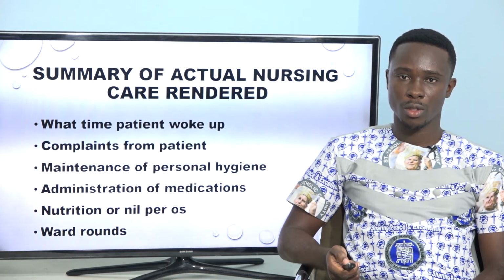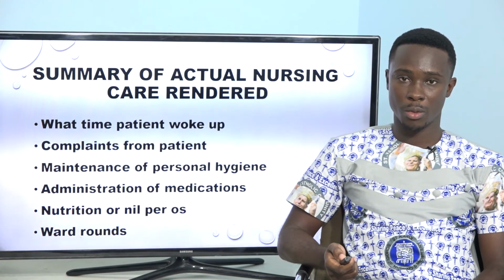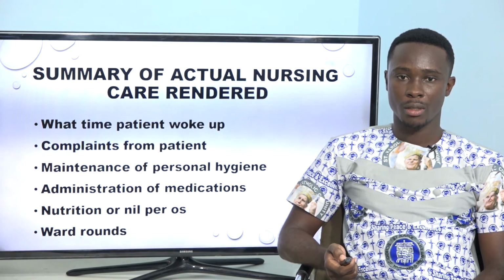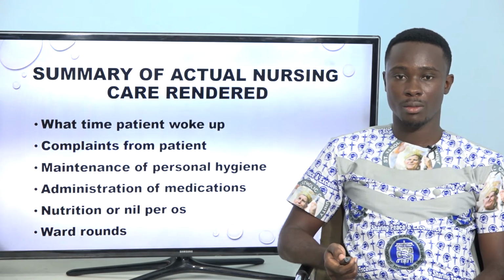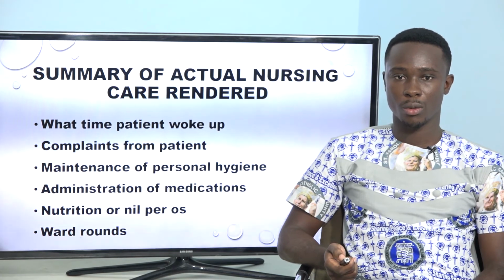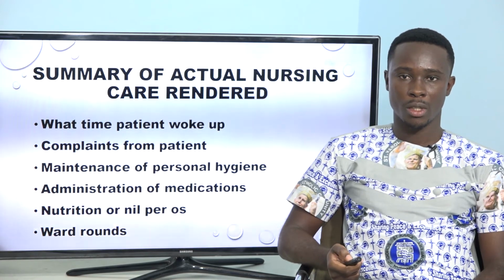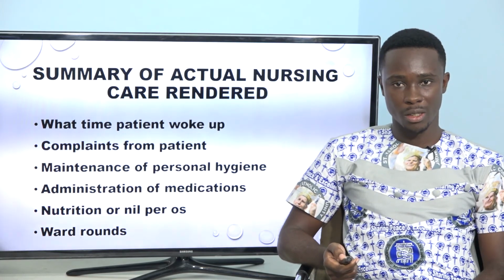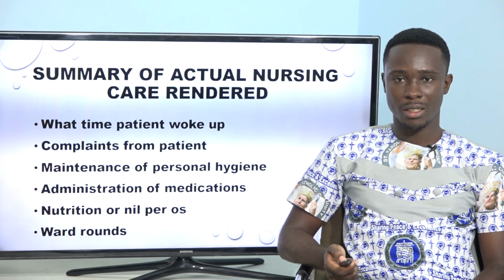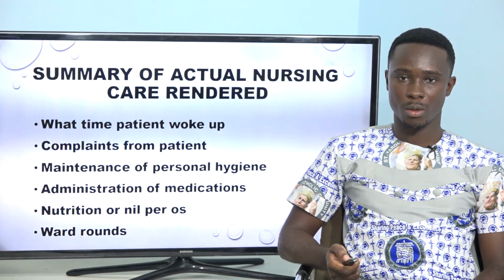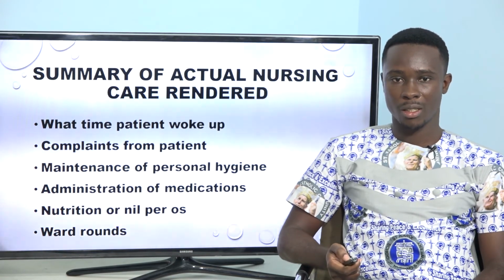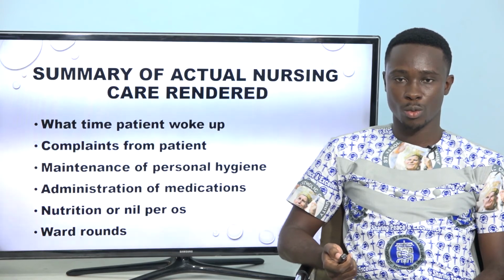So we move on to Module 4, Chapter 4, which talks about the summary of actual nursing care rendered. We've talked about Module 3 or Chapter 3 extensively, so I don't think you should have problems with that part. In the summary, you should talk about the time the patient woke up, and when the patient woke up, if he or she had any complaints, how the patient maintained his or her personal hygiene, and with that, maybe you did a bed bath, or it was an assisted bathroom bath, or whatever it was, you state it and let us know.